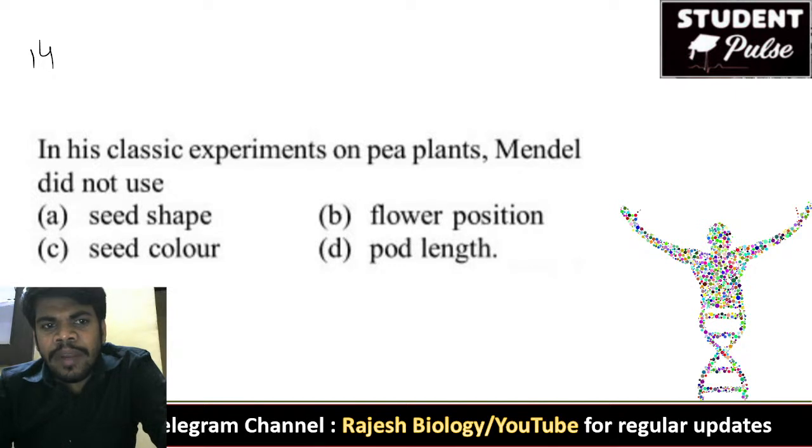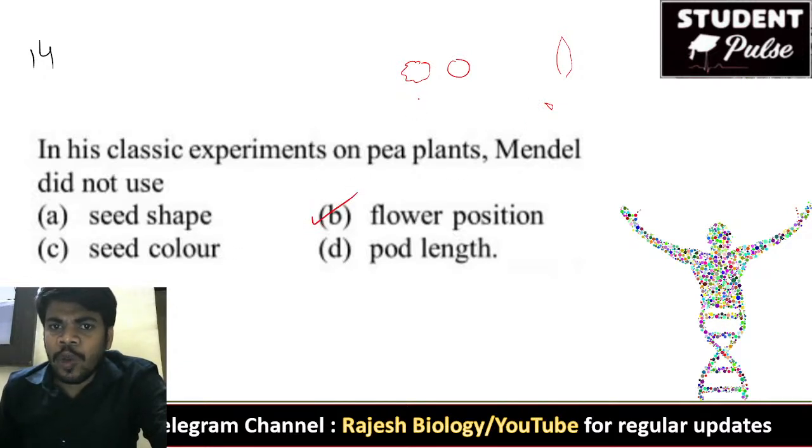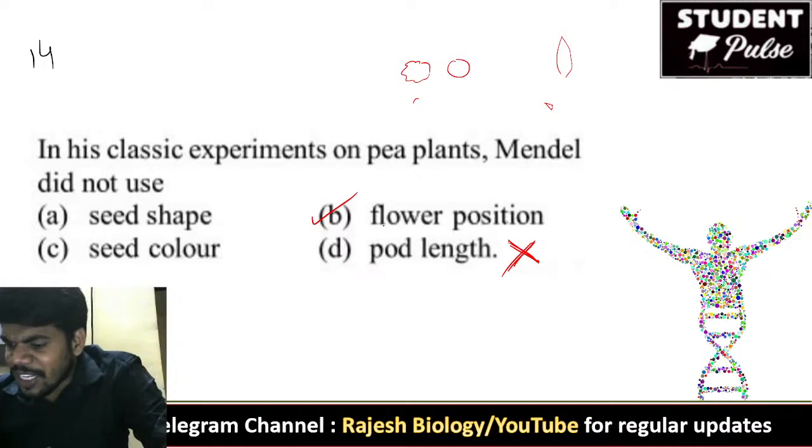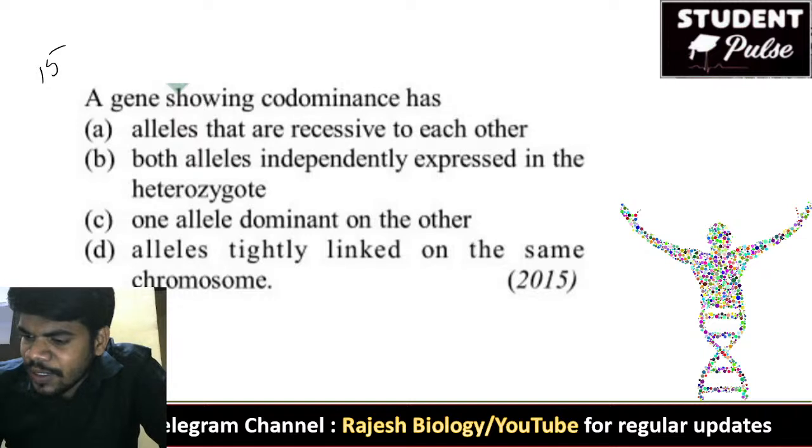14th question: in his classic experiments on pea plants, Mendel did not use, a very easy question. Seed shape: different types of seed shapes are there, wrinkled and round. B, flower position: axial and terminal, so B is also there. He used the character flower position also. Seed color, yellow and green. Pod length is not used by Mendel. So the right answer is D, not B. Yes, perfect Bhargavi, Dinesh, and Sahina. D is the right answer.